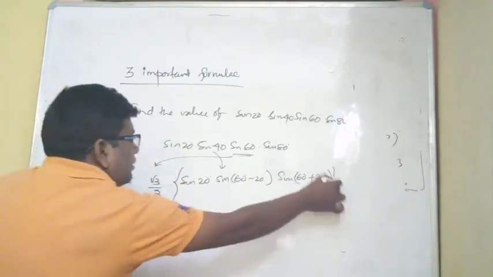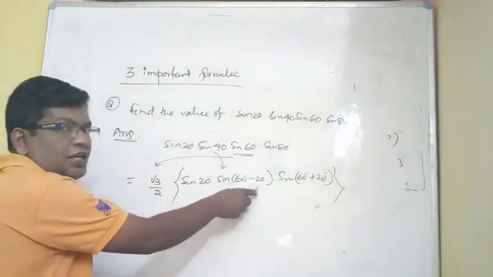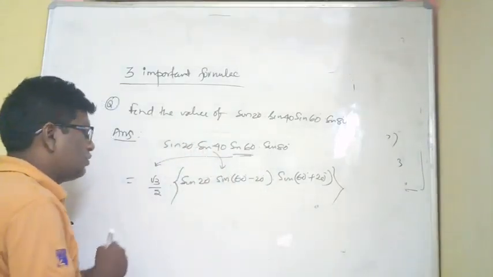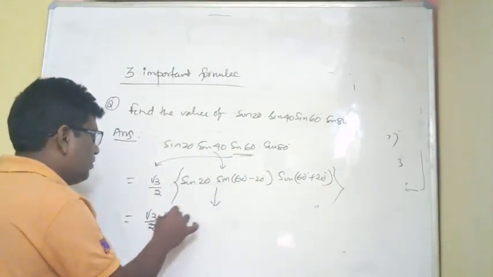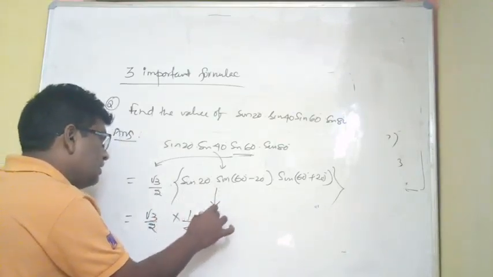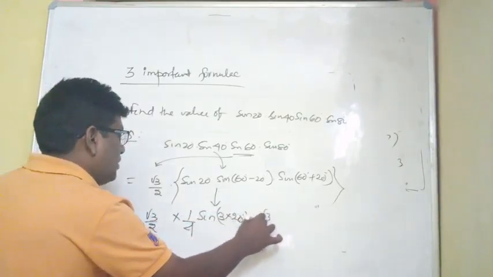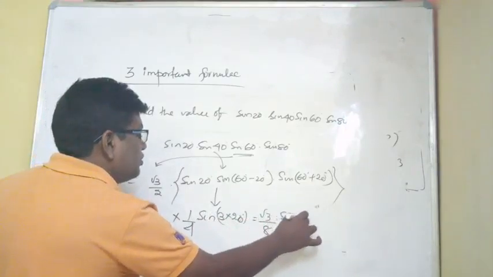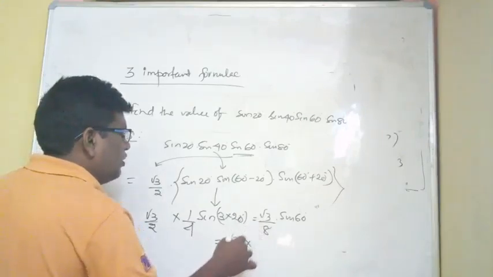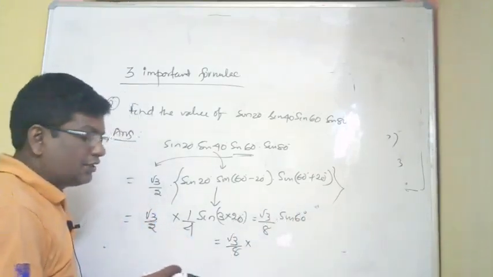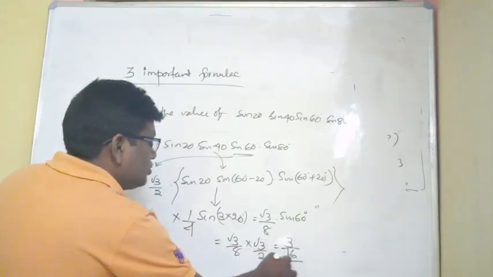This formula is like sin A sin(60° − A) sin(60° + A), which is 1/4 sin 3A. So √3/2 into 1/4 sin(3 × 20°) equals √3/8 sin 60°. The value of sin 60° is √3/2, so this is equal to 3/16. That is the answer.